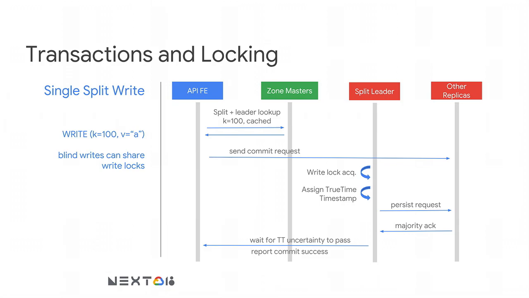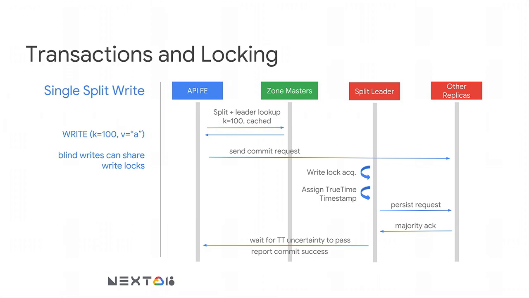So here's an example of a single split write. In a single split write, let's say it's a point update, and let's also say it's a blind update. So I'm not reading anything. I just say for key 100, I want to write the value A, as you see on the left side. What's happening is this comes in, let's say, through the API front end. And we do a split and leader lookup.